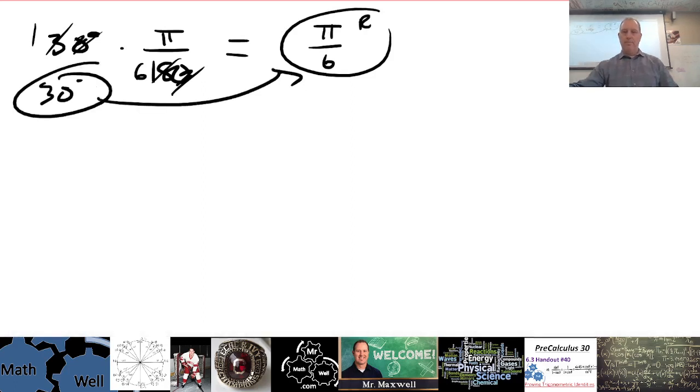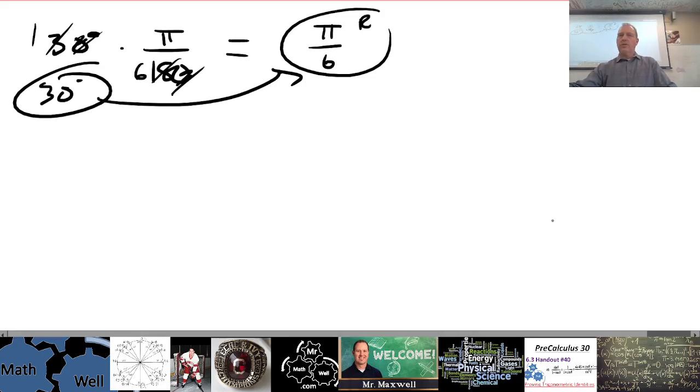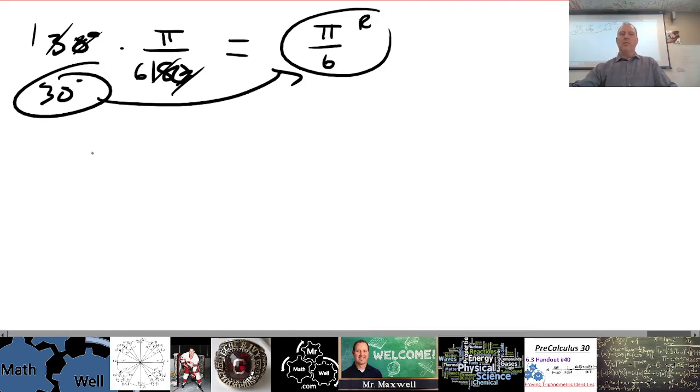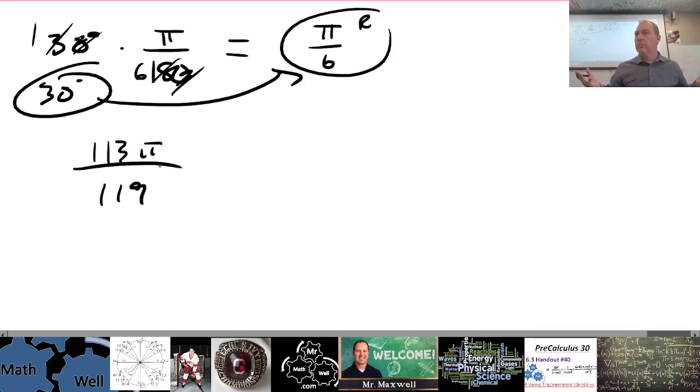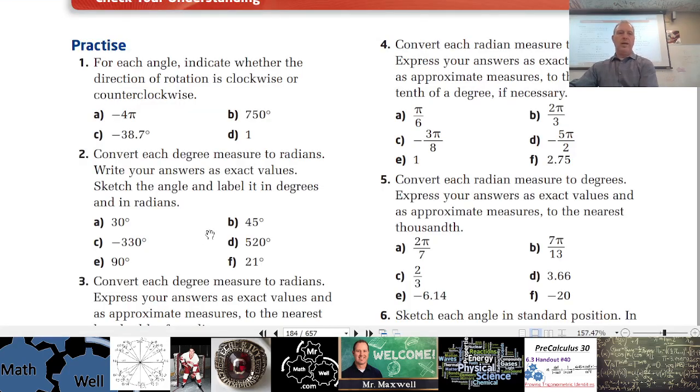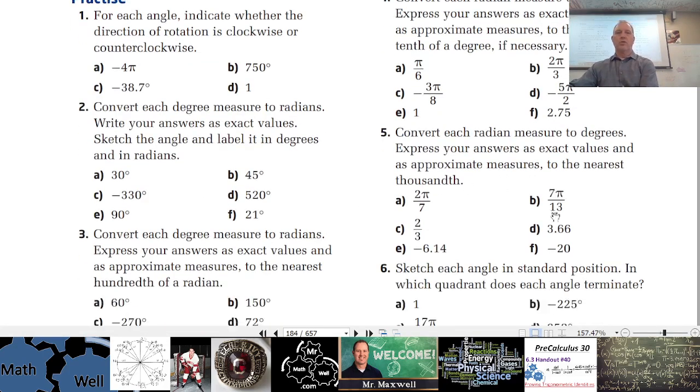If it wasn't perfectly divisible, like if you have 2 over 7, just divide it as much as possible. Because you can have something like 113 pi over 119. That's an angle, not one that we would use commonly, but that's simplified. All right. So anything else from 2? No? Going through these pretty quick.